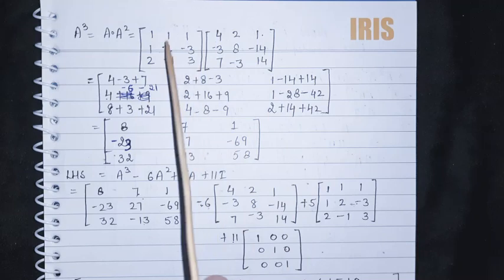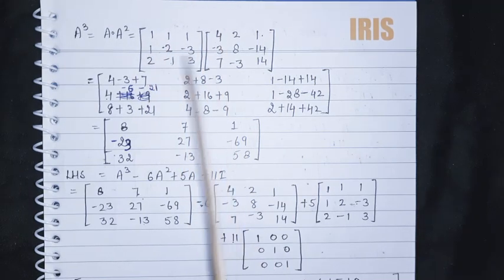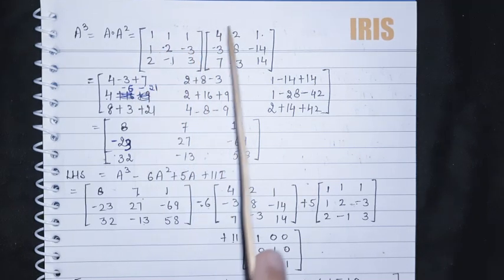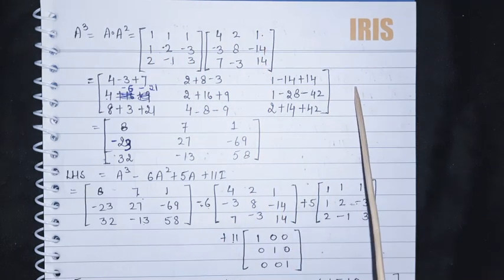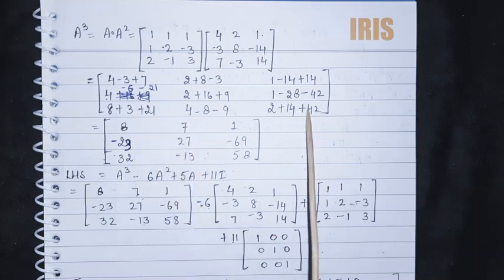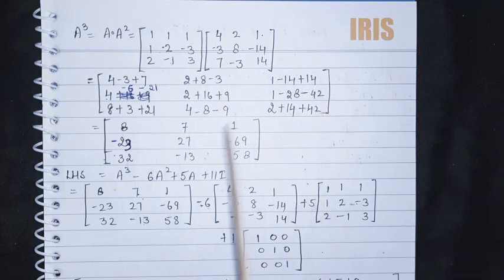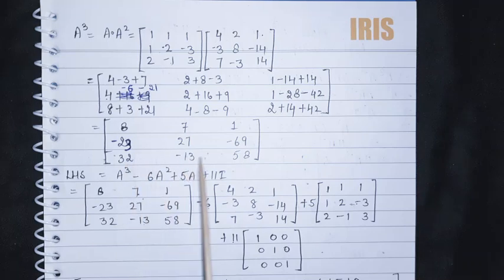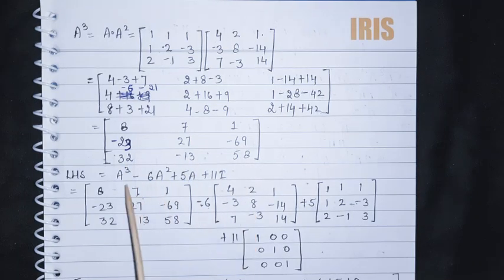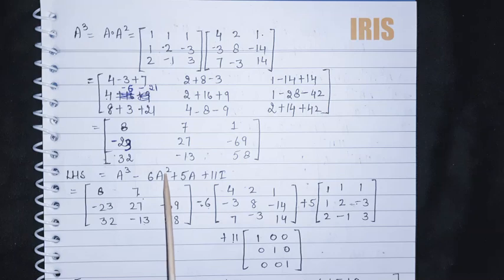Then for the next three we will multiply second row with first column for this element, then second row with second column for this element, and second row with third column for this element, and similarly the last row. So when we calculate this, our A cube will be 8, 7, 1; minus 23, 27, minus 69; 32, minus 13, and 58.